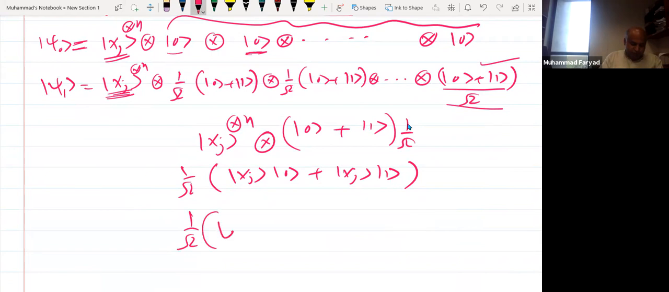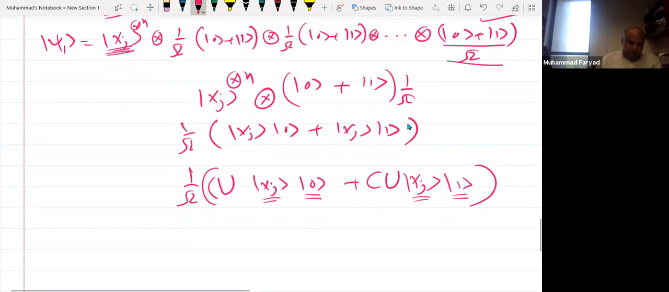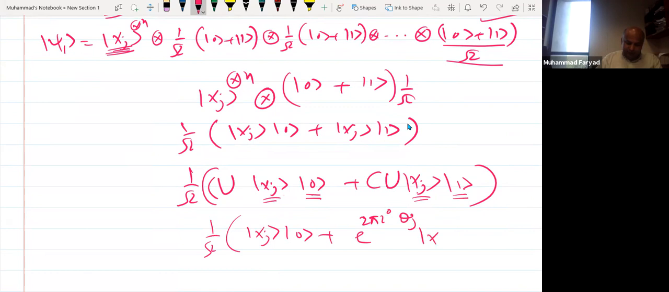So controlled unitary: xj 0, controlled unitary, xj 1. So this is the control qubit, this is the target state, this is the control qubit, this is the target state. So this is 0, nothing happens to this. This is 1. So this U gate applies to this, which means I get exponential 2 pi iota theta j and the eigenvector state back.